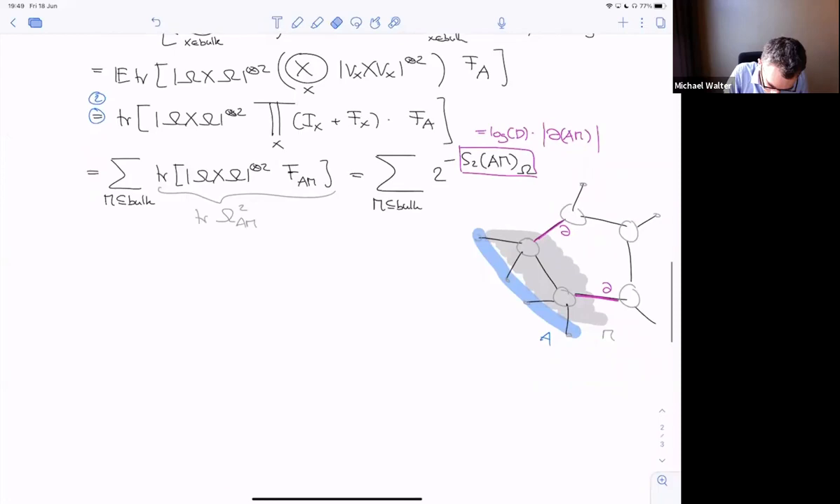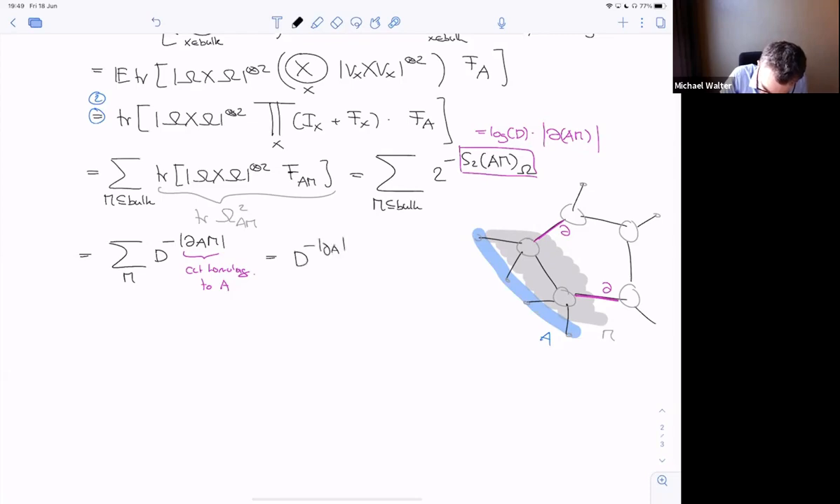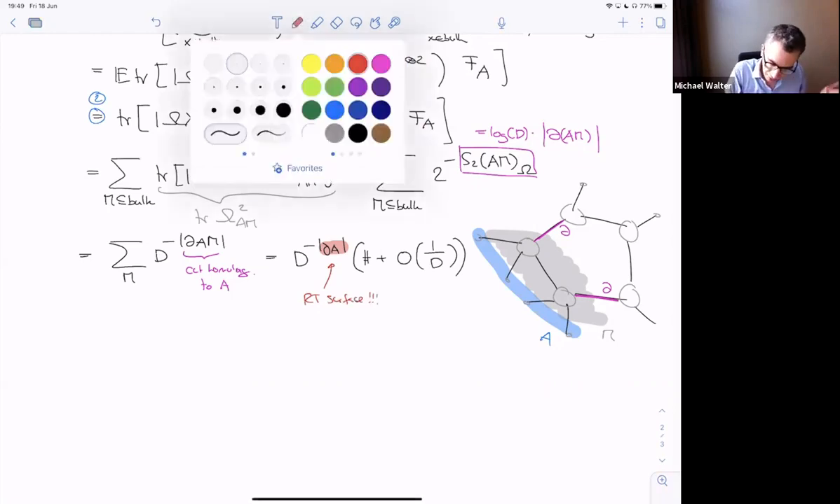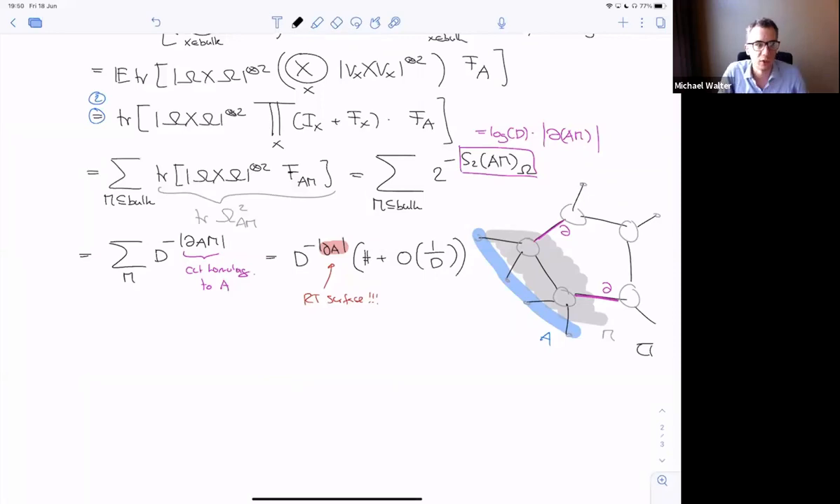So what we found here, maybe just to write down the conclusion, is a basic sum over all possible such choices of M, and then the entropy term is D to the minus the boundary of this region AM. And that's of course a cut homologous to A, okay? And so it's clear, right? Everything except for the min cut gets suppressed by a factor one over D. So the leading contribution here is equal to D to the size of the minimal cut. And then maybe there are multiple minimal cuts, so there's a little degeneracy, but everything else gets suppressed as one over the bond dimension D, okay? Where this is the RT surface.